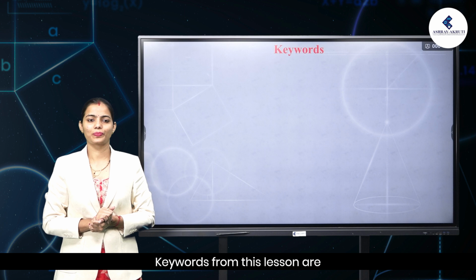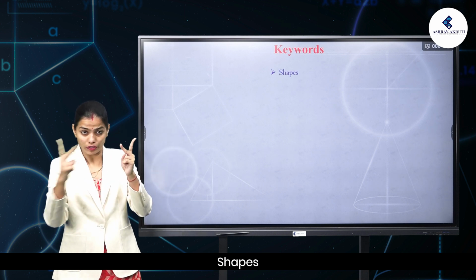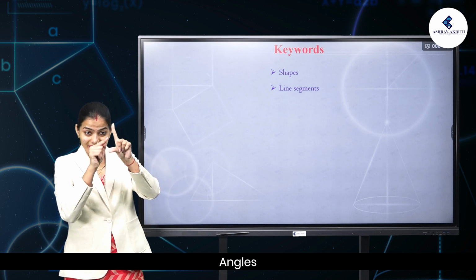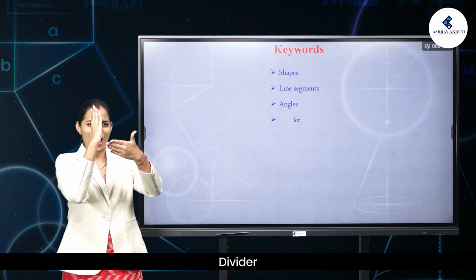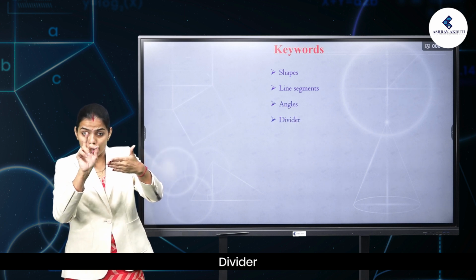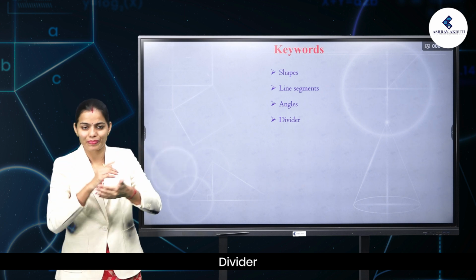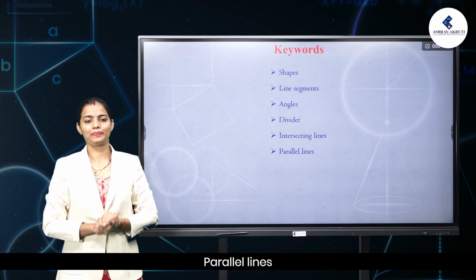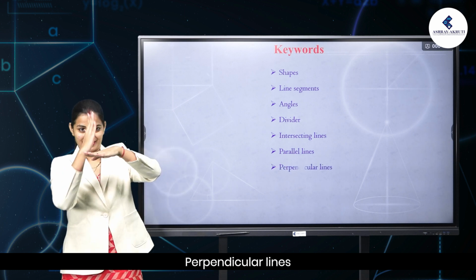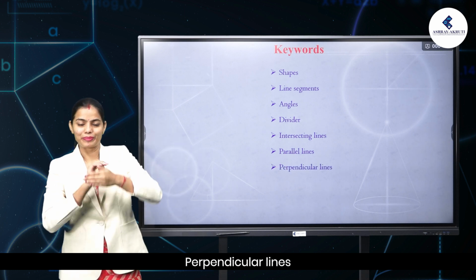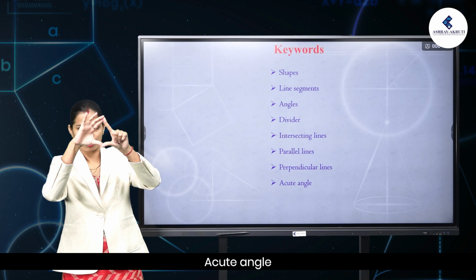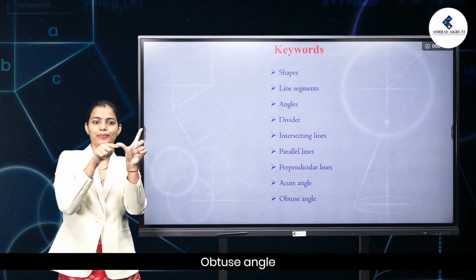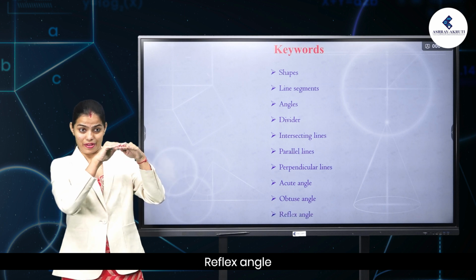Keywords from this lesson are shapes, line segments, angles, divider, intersecting lines, parallel lines, perpendicular lines, acute angle, obtuse angle, reflex angle.